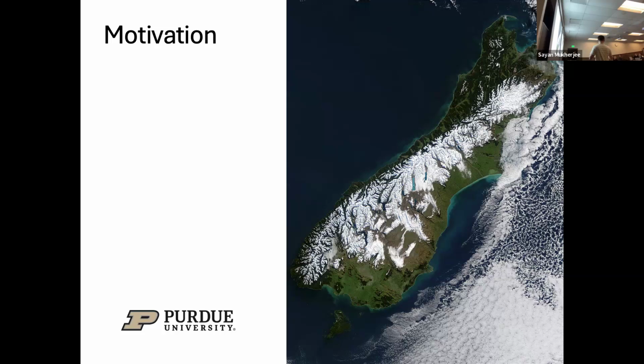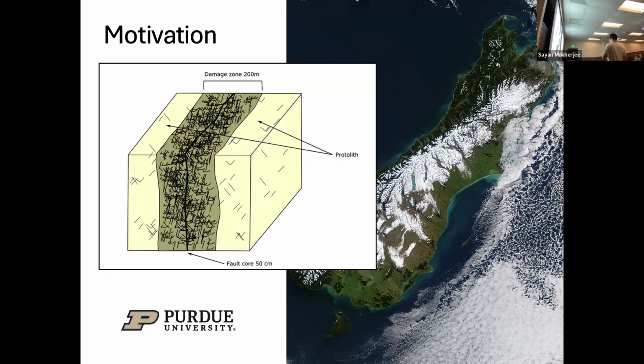Here's the Australian plate on the left and the Pacific plate on its right. And the fault is located here, you can see. That's the line I refer to. And a standard cross section of a structural fault can be captured as this.